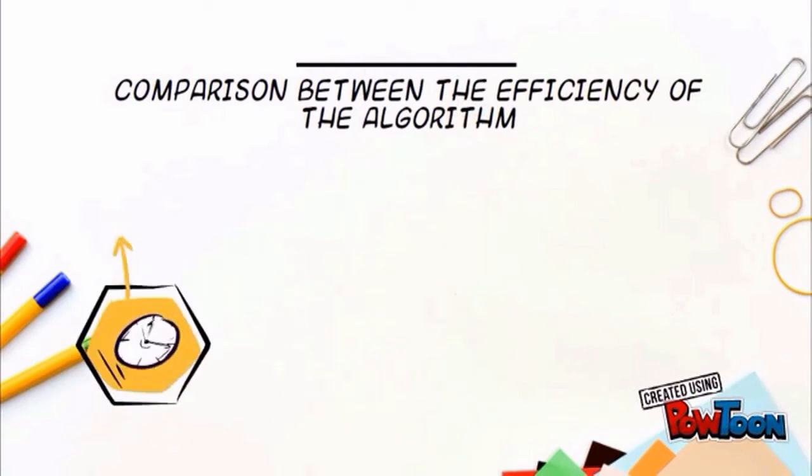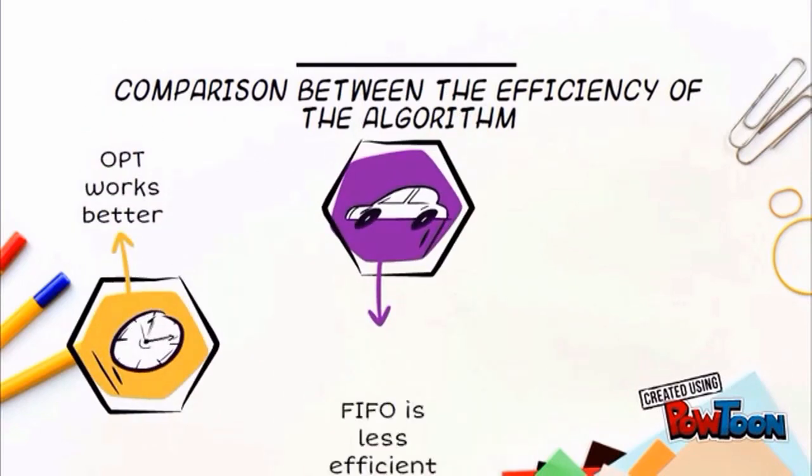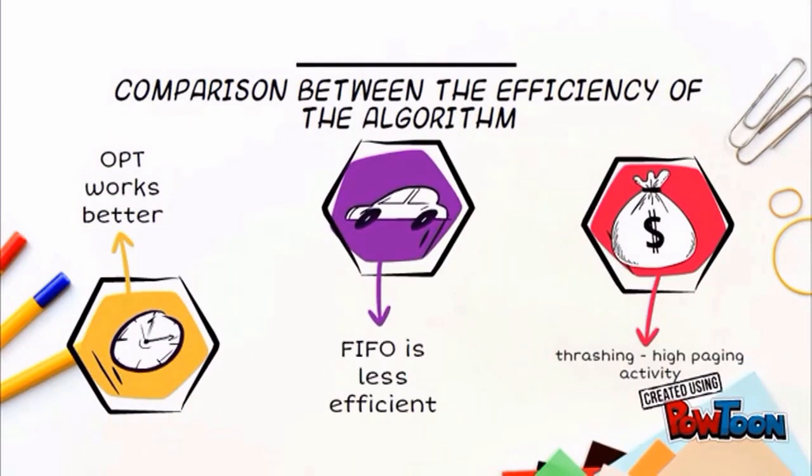The next one is the comparison in terms of efficiency. OPT works better as it has the least page fault rate. First in first out is less efficient as it has the highest page fault rate, which may cause thrashing. Thrashing is high paging activity which may be caused by a high occurrence of page faults.